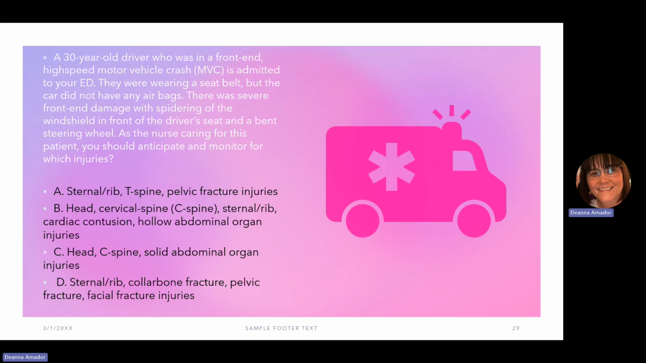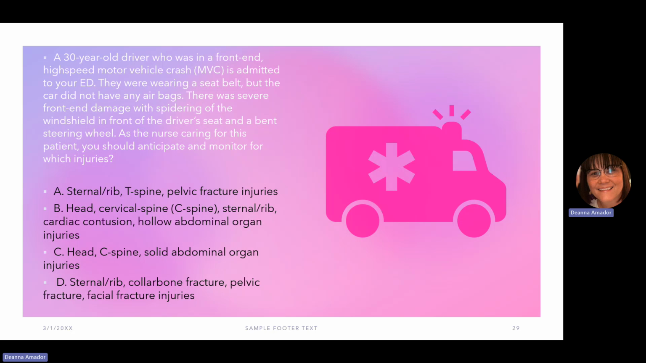Okay, so here's another question for you. A 30-year-old driver who was in a front-end high-speed motor vehicle crash is admitted to your ED. They were wearing a seatbelt, but the car did not have any airbags. There was severe front-end damage with spidering of the windshield in front of the driver's seat and a bent steering wheel. As a nurse caring for this patient, you should anticipate and monitor for which injuries. So it's A, B, C, or D. As you look through this, see which ones you think would happen.